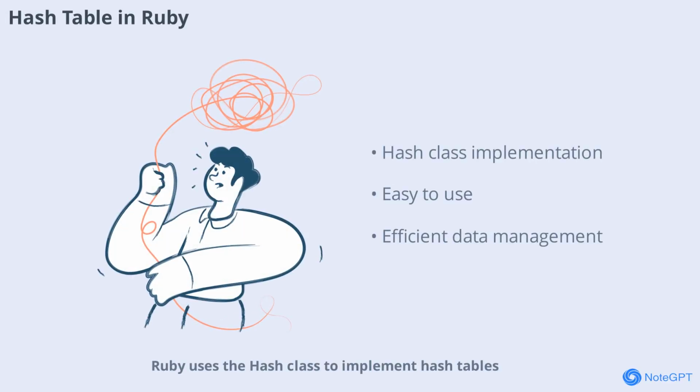Ruby uses the Hash class to implement hash tables. This class lets you store key-value pairs and access them quickly. Ruby's hash tables are easy to use and come with features for handling collisions and resizing. They're a popular choice for building web applications and managing data efficiently.